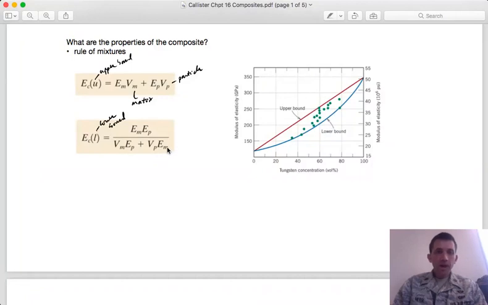It's similar to the rule of mixtures, except you're swapping the volume fractions of the components in the denominator. If you look at the form of this equation, what you get is this nonlinear line here that forms this lower bound. And if you were to do some materials testing with these composite materials, you find that there is scatter.